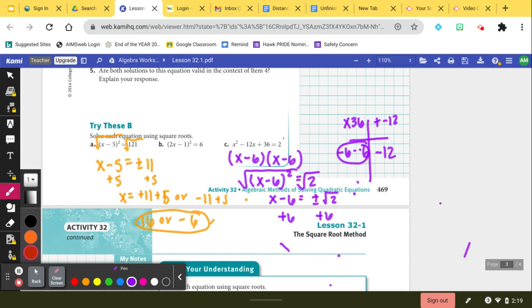So x would equal positive square root of 2 plus 6, or negative square root of 2 plus 6. The square root of 2 then would be 1.4, so it would be 1.4 plus 6, or negative 1.4 plus 6. And we can go through and do that math as well.